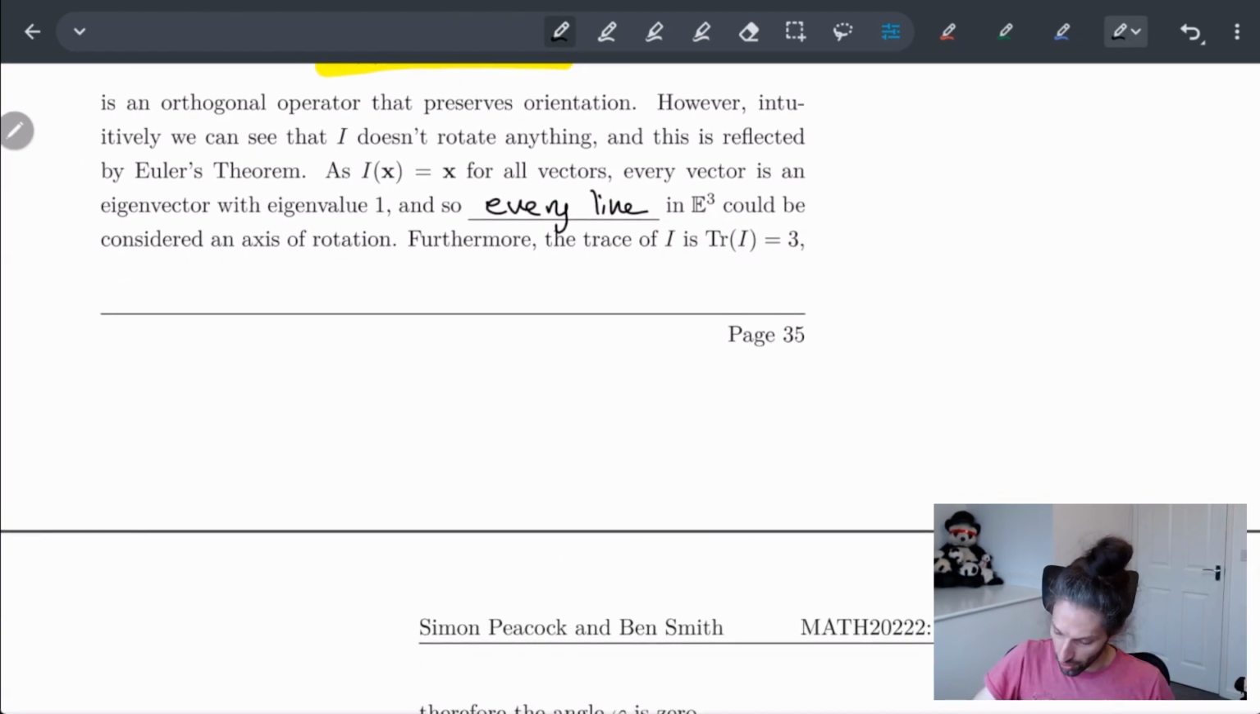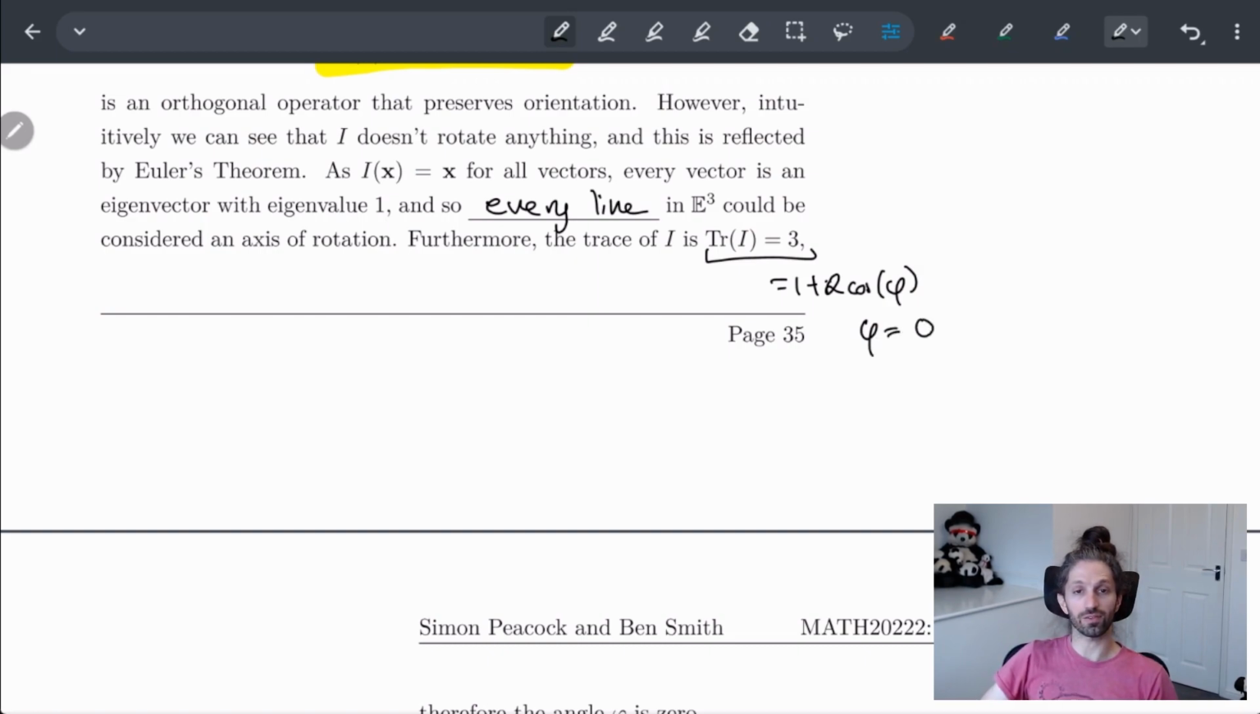Another thing to note is that the trace of I is equal to 3, right? 1 plus 1 plus 1. And if we recall, this is also equal to 1 plus 2 cosine of phi. And here we saw that phi is equal to 0 degrees, right? So phi is 0. So this is another way to see that the angle is 0.